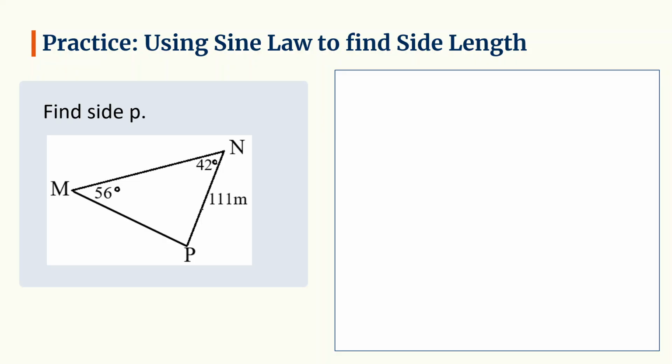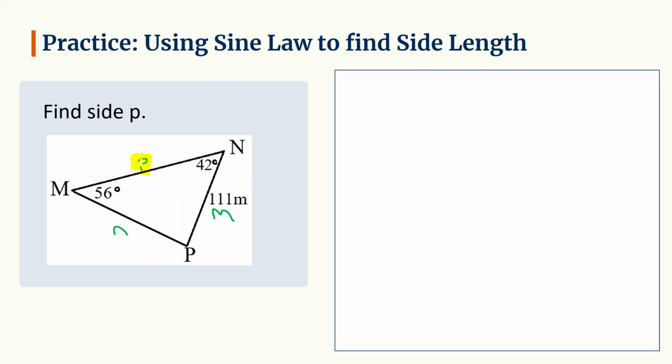Okay, so I have triangle MNP. There's no right angle, so I'm just going to label the sides. This is side M. This is side N. And this is side little p. Okay, so what am I trying to find? I'm trying to find side P. So side P, it would be this one.